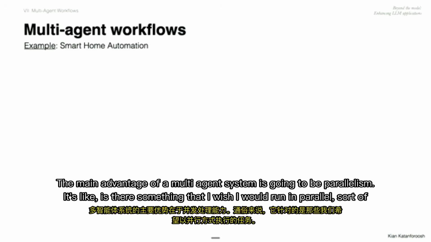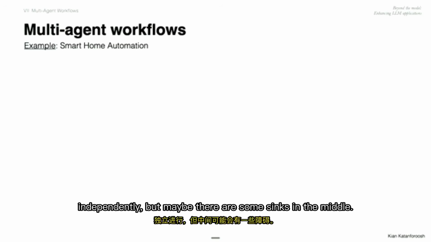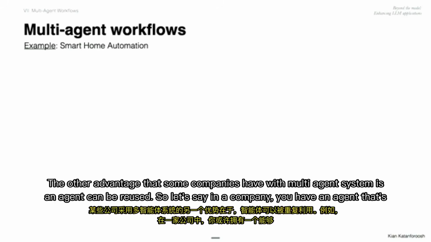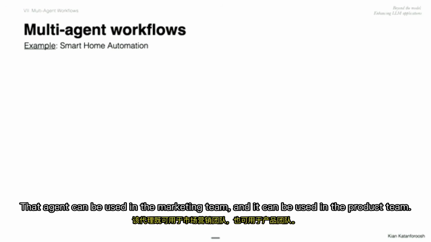The main advantage of a multi-agent system is going to be parallelism. It's like, is there something that I wish I would run in parallel, sort of independently, but maybe there are some syncs in the middle. That's where you want to put a multi-agent system. It's when it's parallel. The other advantage that some companies have with multi-agent systems is an agent can be reused. So let's say in a company you have an agent that's been built for design. That agent can be used in the marketing team and it can be used in the product team. And so now you're optimizing an agent which has multiple stakeholders that can communicate with it and benefit from its performance.